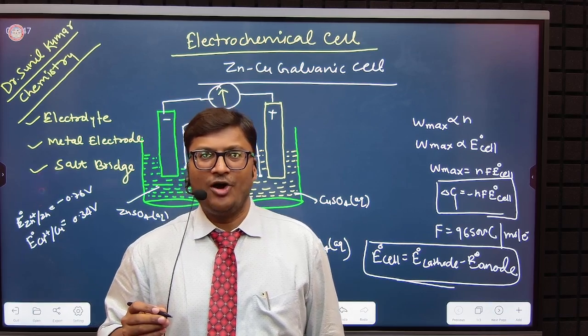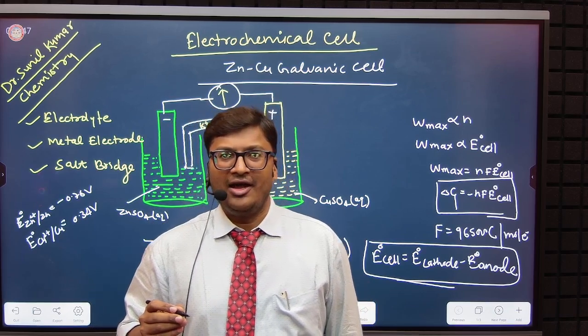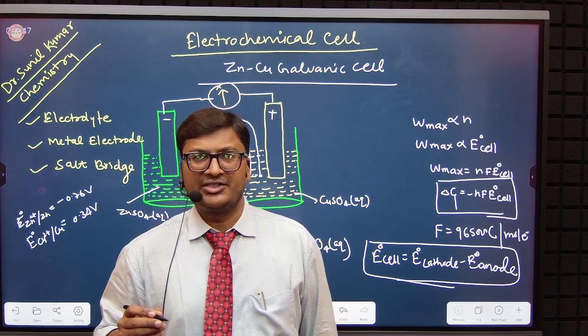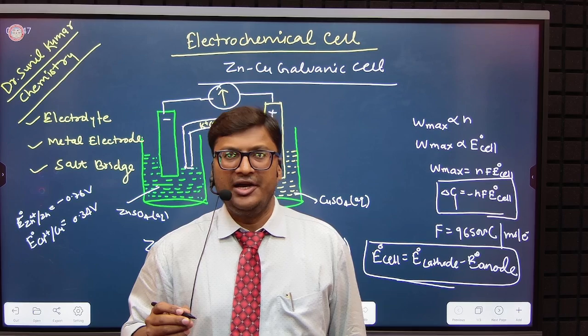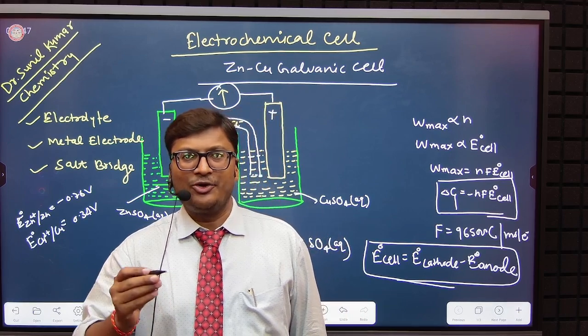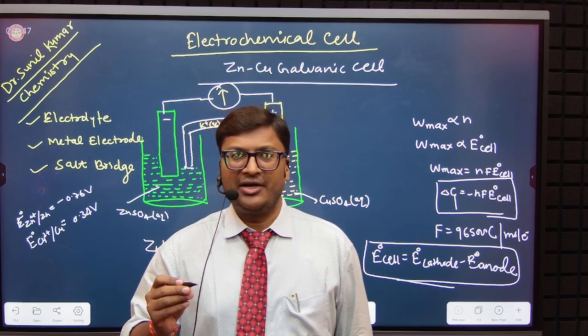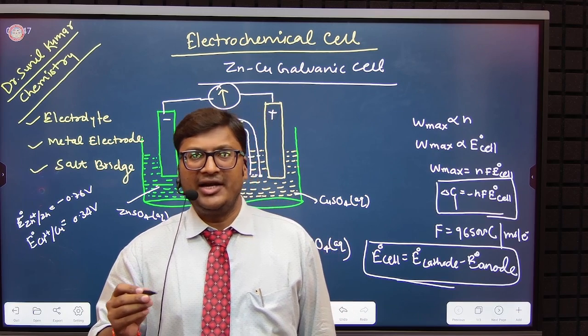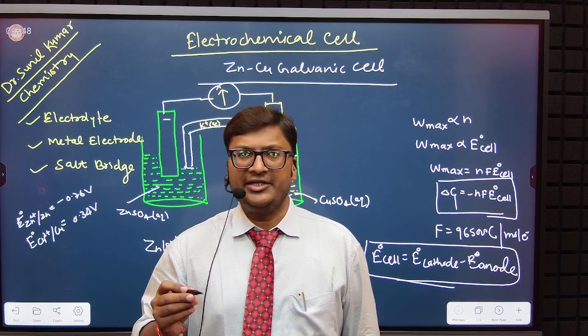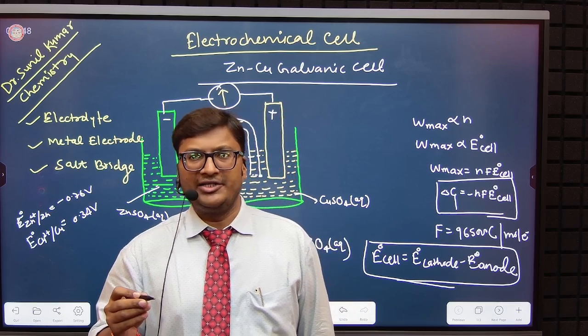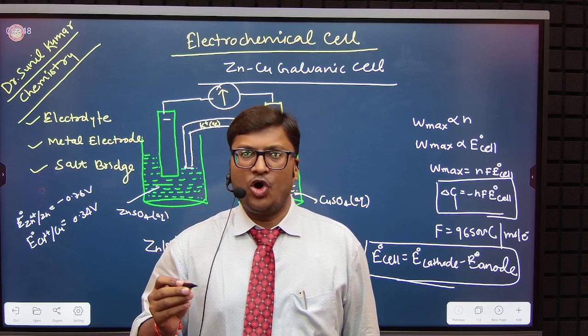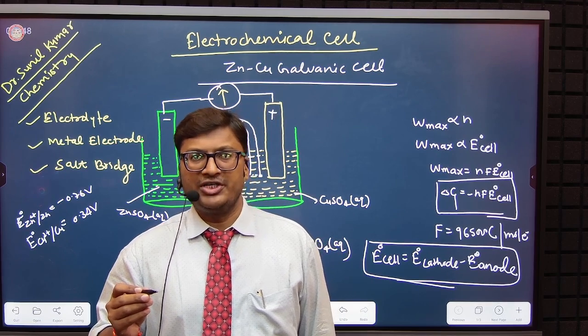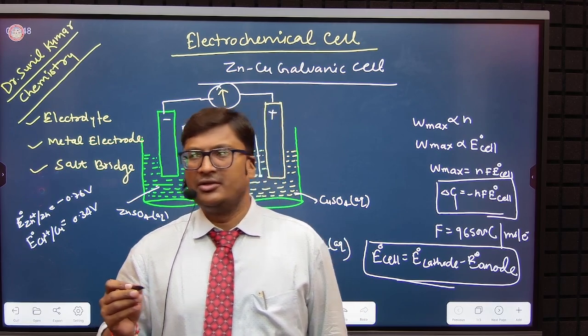Today I have brought a more interesting and exciting topic, that is what we call an electrochemical cell. An electrochemical cell is a device that converts chemical energy into electrical energy, based on the redox process or redox reactions, right?